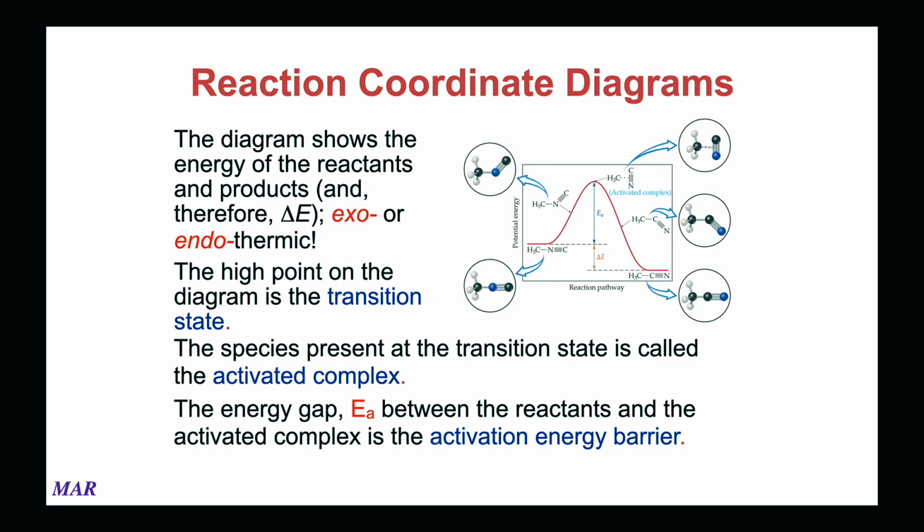The energy gap, E sub A, between where you start and the highest point in that activated complex is called the activation energy barrier, or the energy of activation. And that's a super important number for chemists. If the K constant was the holy grail of the last section, E sub A is going to be the holy grail of this section. Because knowing about differences in E sub A, you can oftentimes rationalize why reactions are faster and slower. And we'll see that coming up.